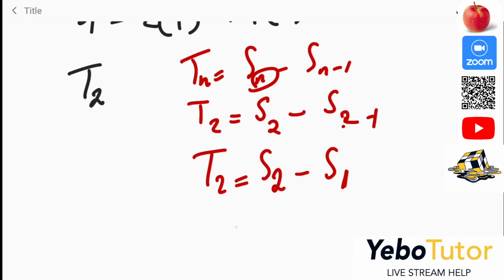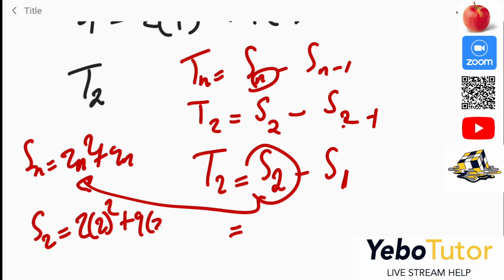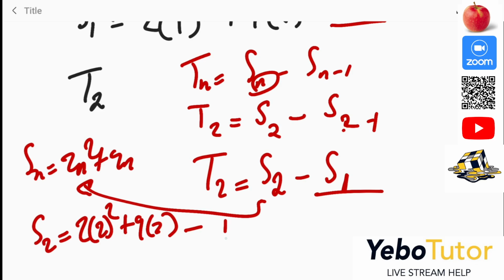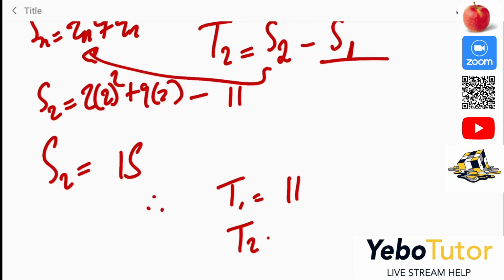So what is S2? In the equation we are given, Sn is equal to 2n squared plus 9n, and now we want S2, so that will be 2 times 2 squared plus 9 times 2, minus our S1, which we have calculated to be 11. Using our calculator, we get the answer to be 15. So our two terms are: T1 is equal to 11, and term number 2 is equal to 15.